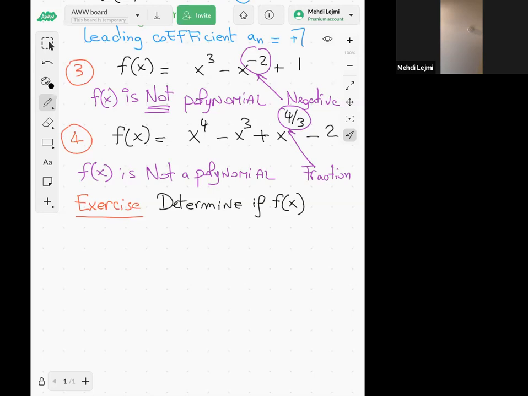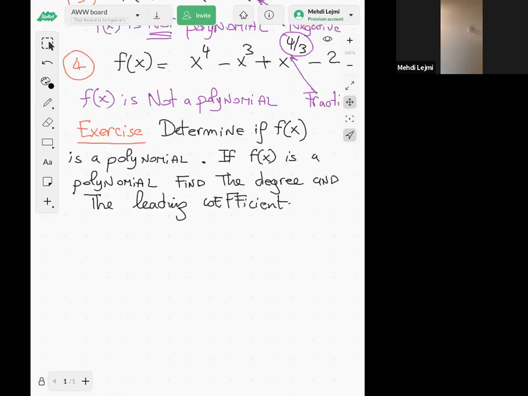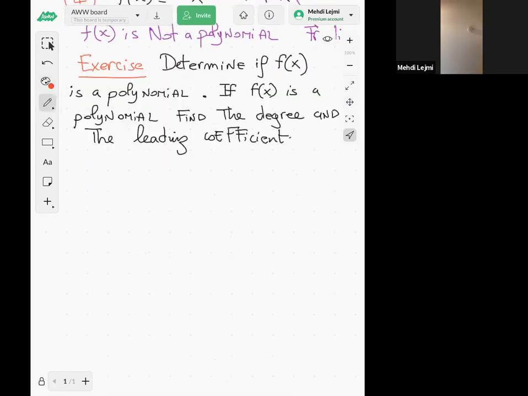Determine if f of x is a polynomial. And if f of x is a polynomial, please find the degree and the leading coefficient. All right, so 1, 2, 3, 4, 5, 6.